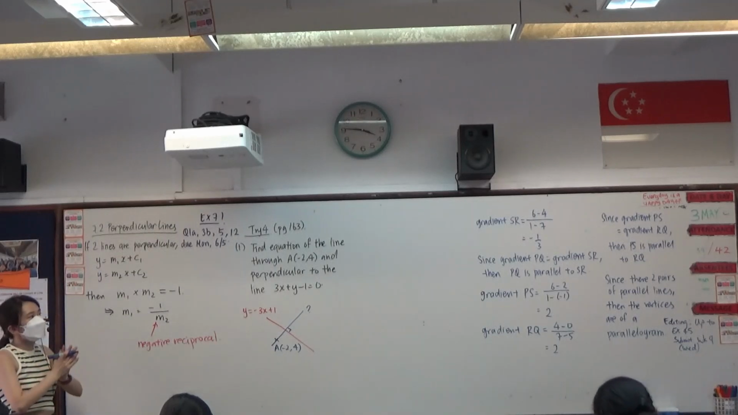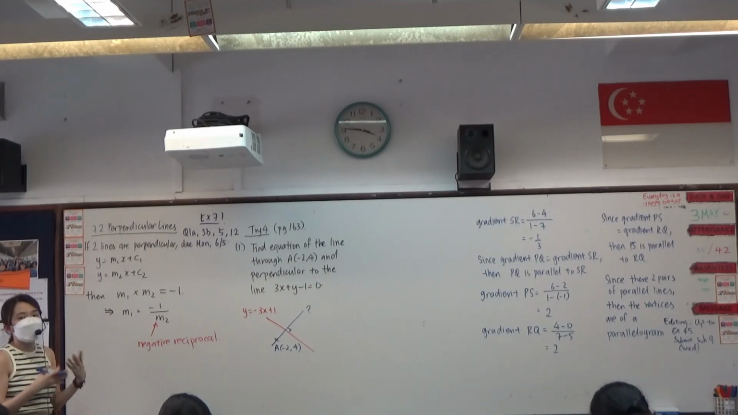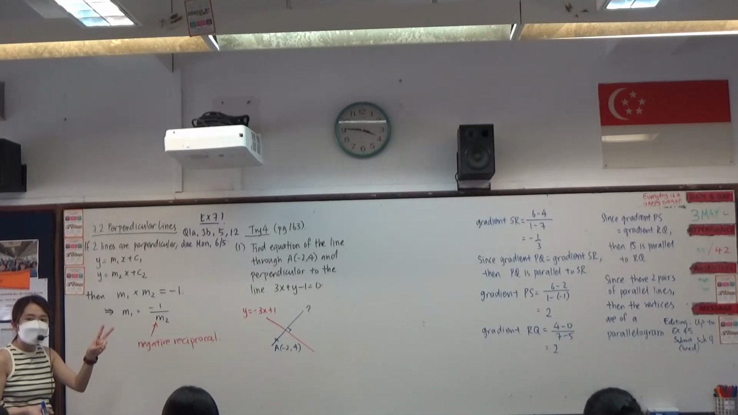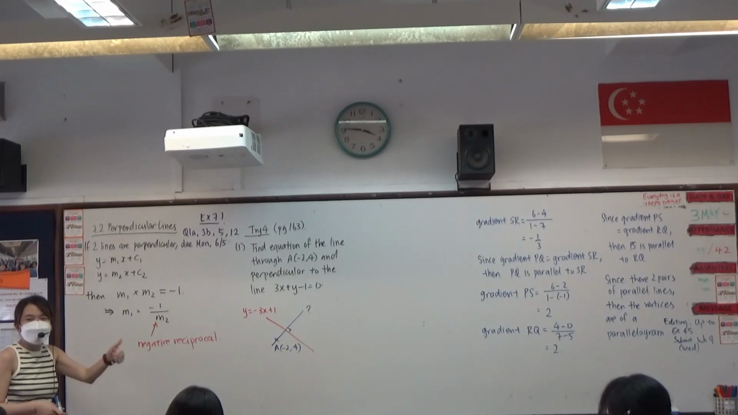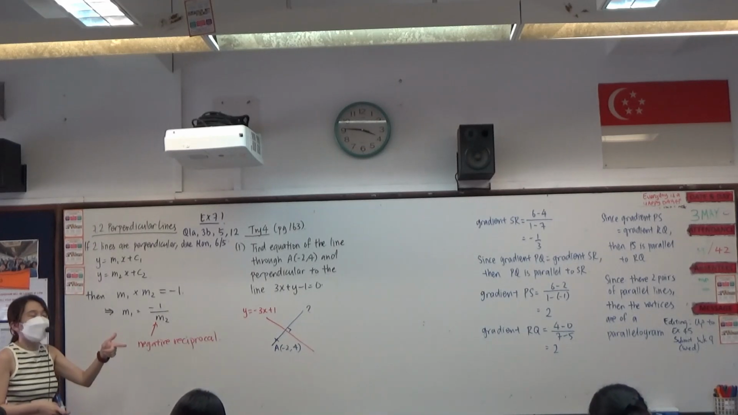We need to keep in mind that every time I need to find the equation of a straight line, I must have two things. I must know the gradient and then also the y-intercept, right? These are two things that I must have. So the first thing that we always look for is the gradient.